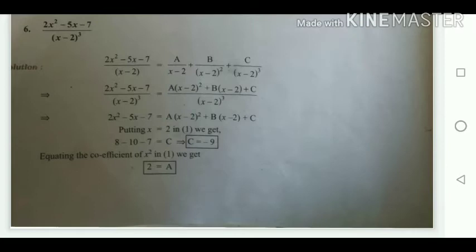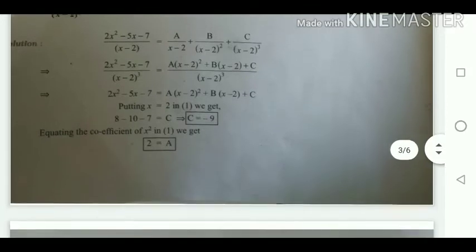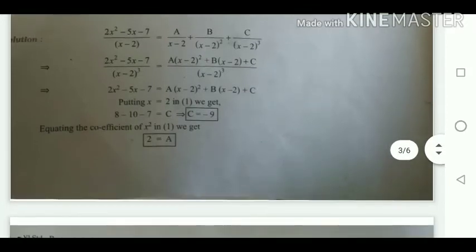That is (2x square minus 5x minus 7) divided by (x minus 2) whole cube equal to a by (x minus 2) plus b by (x minus 2) whole square plus c by (x minus 2) whole cube. Afterwards you have to multiply by these factors. That is after multiplying you are getting 2x square minus 5x minus 7 equal to a into (x minus 2) whole square plus b into (x minus 2) plus c. Now put the value x equal to 2 in order to find the value of c equal to minus 9.